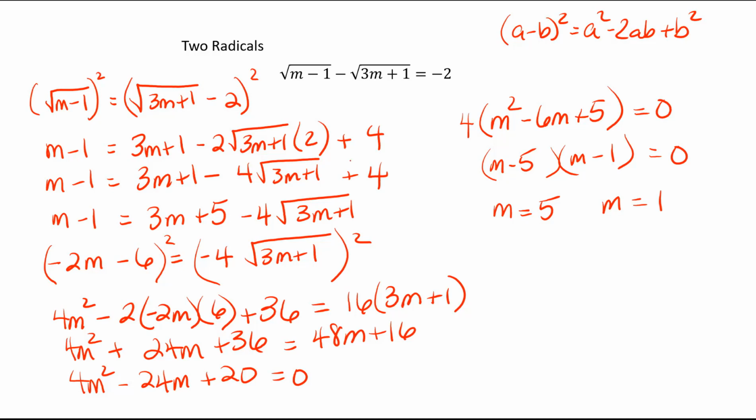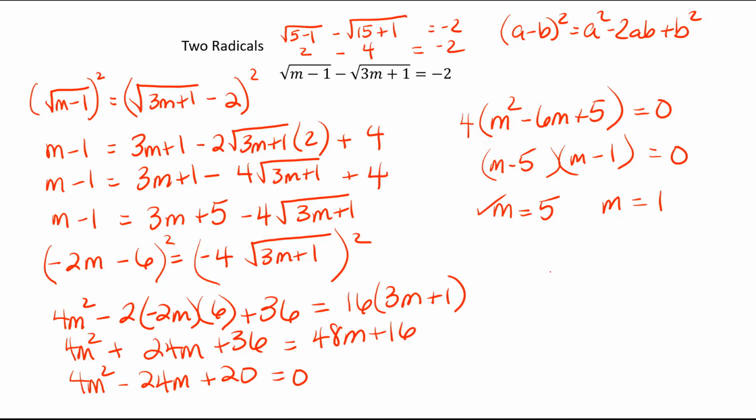Now I'm going to try those in the original equation. So if I put 5 in, I'm going to have square root of 5 minus 1 minus square root of 15 plus 1. That's supposed to equal negative 2. So that is square root of 4 is 2. Minus square root of 16 is 4. 2 minus 4 does equal negative 2. So 5 works.